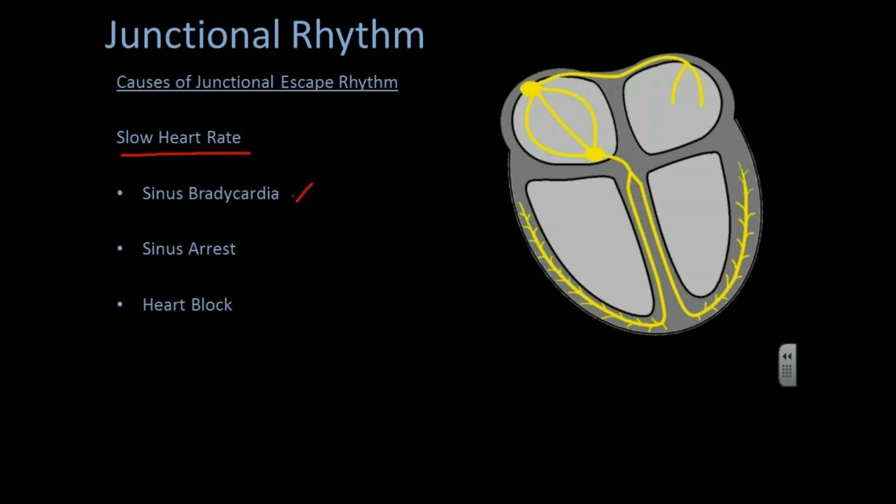So the slower the SA node paces, the more likely that the AV node can outpace it. If the SA node starts to pace down lower into the 40s, 50s range, the likelihood that the AV node may be able to outpace it increases. Sinus arrest. The SA node is not functioning. It ceases to pace. So, sinus rhythm, and then nothing. And then at that point, you would hope that the AV node takes over and begins to pace the heart.